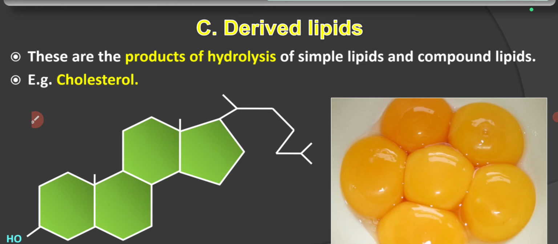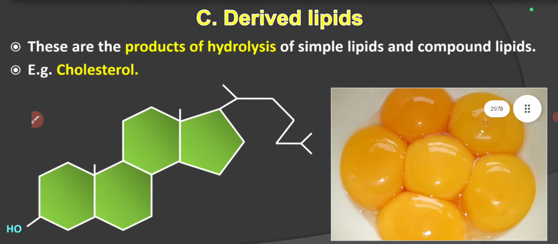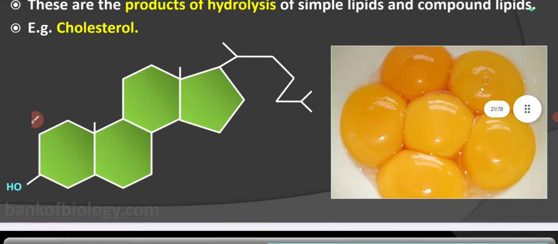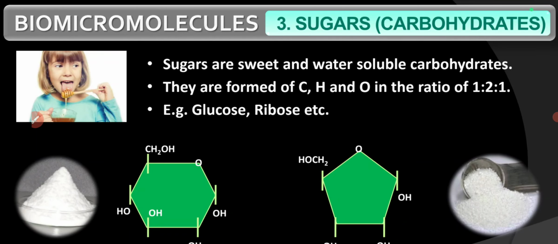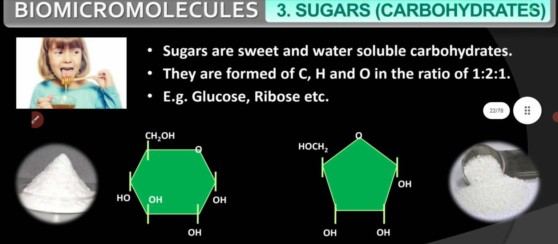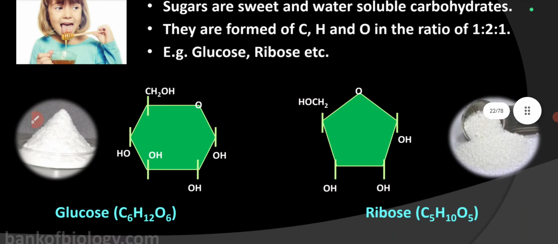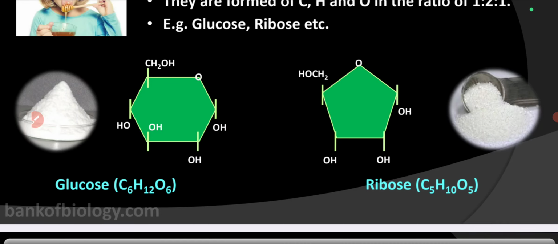Derived lipids are the product of hydrolysis of simple lipids and compound lipids. Example, cholesterol. Third is sugar, carbohydrate. Sugars are sweet and water-soluble carbohydrates. They are formed of C, H and O in the ratio of 1:2:1. Example, glucose, ribose, etc. Glucose is C6H12O6, ribose is C5H10O5.